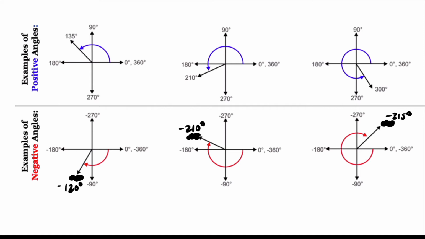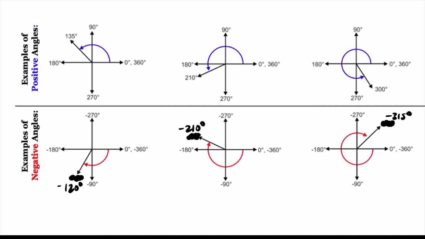So the top are examples of positive angles. On mine, they're blue. I know on yours, they're not blue, but you can see it on mine. The first one is a 130-degree opening. The next one goes past 180, a 210-degree opening. And the last one goes almost to 360, a 300-degree opening. Positive angles because they start by going up.